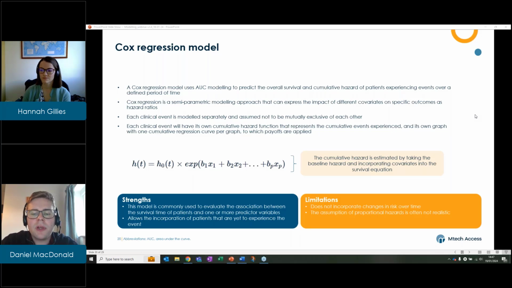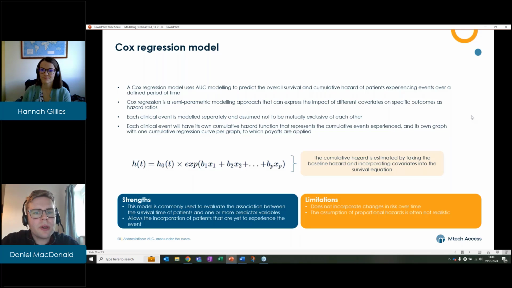The assumption of proportional hazards is often not realistic. So proportional hazards looks at the hazard rates for the likelihood of an event between an intervention and a control group, and it assumes that it remains proportional over time. Often the hazard rates of the likelihood of an event occurring can vary in an intervention group, say relative to a control arm. And this assumption isn't particularly realistic always with the Cox regression approach.